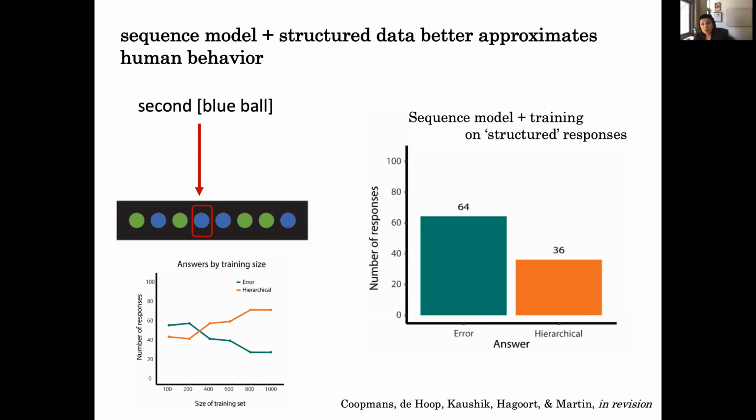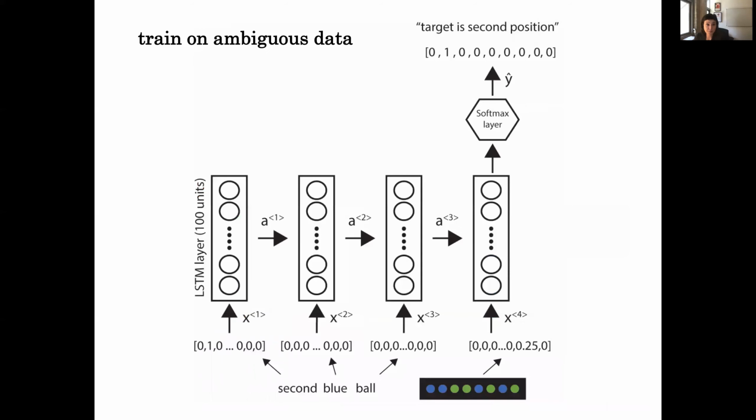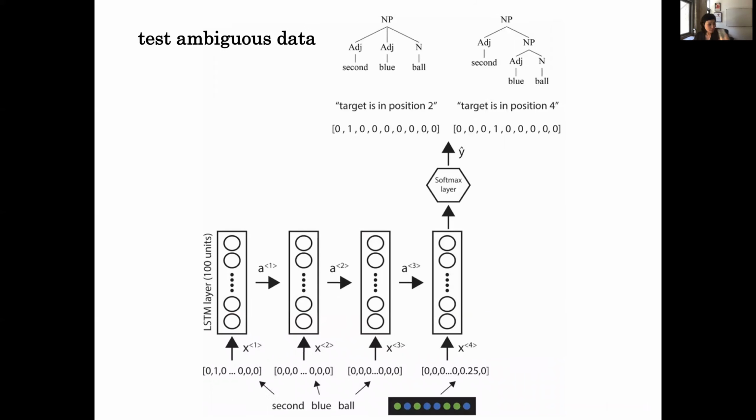Now, we want to know what underlies its behavior. What did the model actually learn? So we did 2 other experiments, and the first focused on training on ambiguous data. So here, the model was trained to map an ambiguous display with a second position. And then we tested it again on a different set of ambiguous stimuli, right? So in this case, one interpretation is that the target is in position 2, that would be the linear response, which people don't give, versus the target is in position 4, which is the hierarchical response that people do give, right?